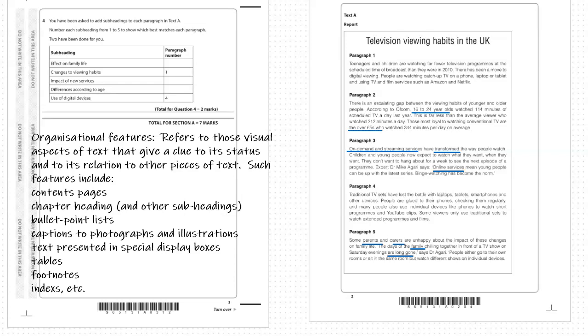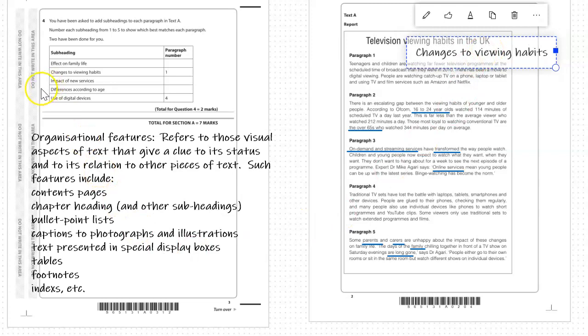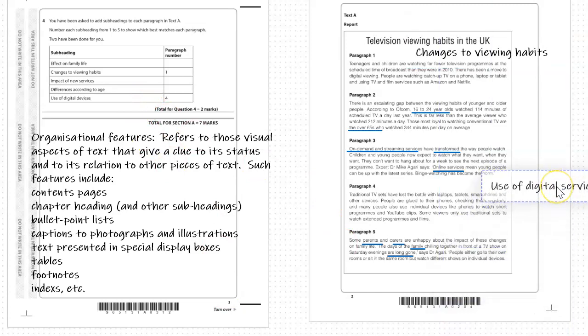Okay, so what we have to do is replace where it says paragraph 1, paragraph 2, paragraph 3, paragraph 4, paragraph 5 with a subheading. So 2 have been done for us. So it says change in viewing habits. So that's the first one, so we can put that up by paragraph 1. Use of digital services, so that's paragraph 4, so let's put that there.